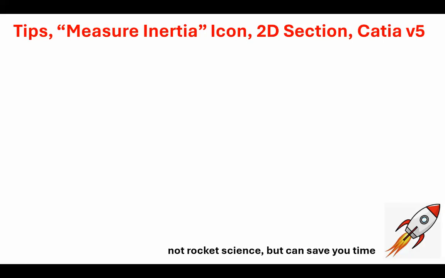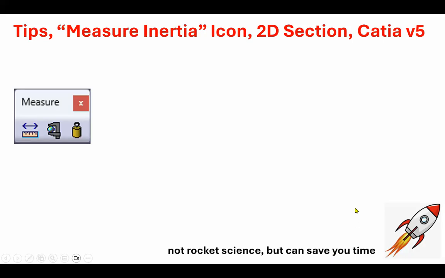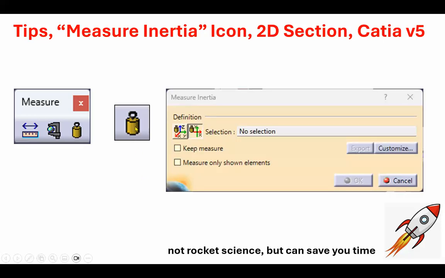Hello, people. In this short video segment, I want to discuss the toolbar, which is called Measure, and specifically an icon called Measure Inertia in the Catia V5 program. When you click on the icon on the right-hand side of the Measure toolbar, you get this depiction, and if you click on it, you'll get the dialog box shown on the right.